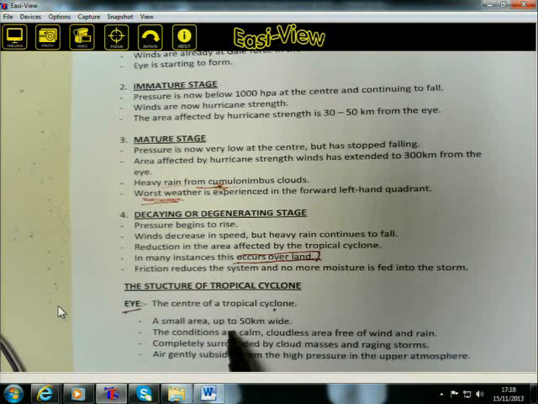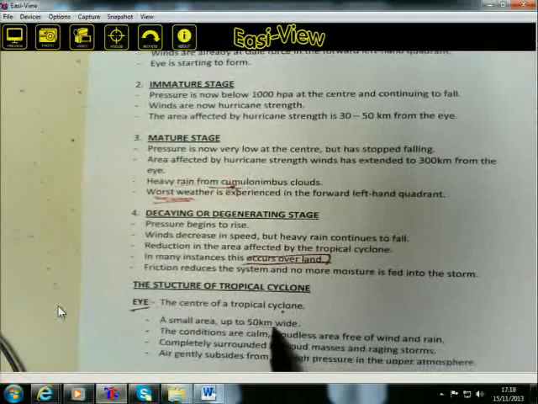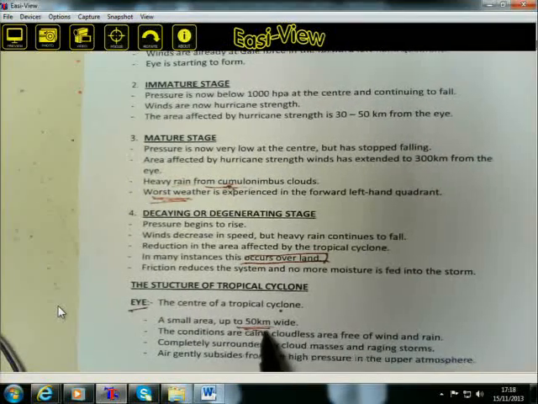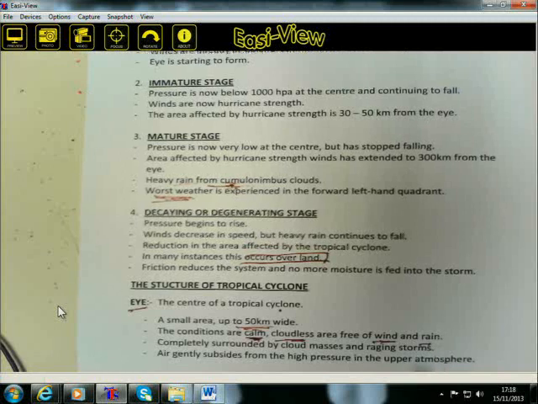It is a small area up to 50 kilometers wide. Now, the conditions in the eye are calm. It has calm conditions. Cloudless, free of wind and rain.